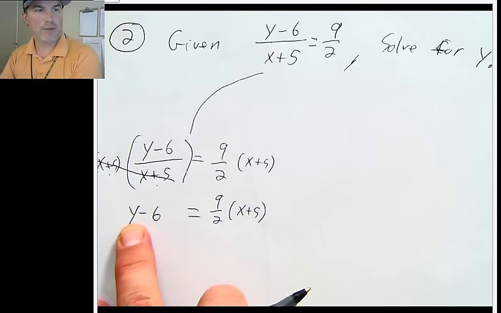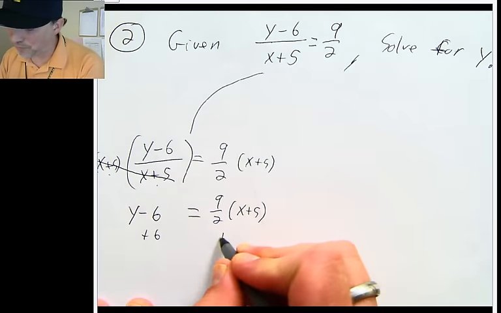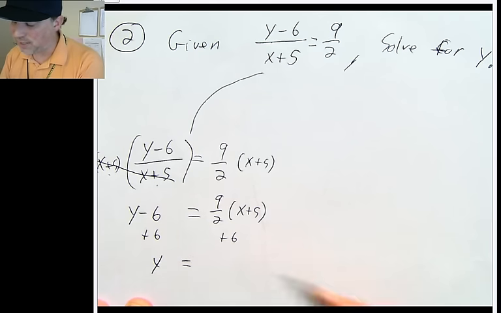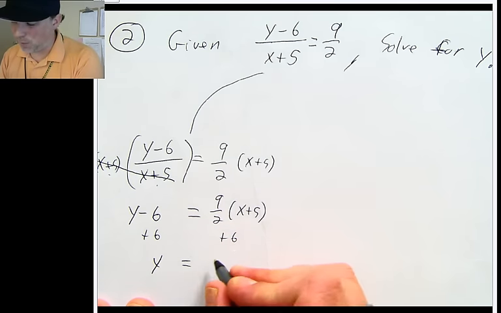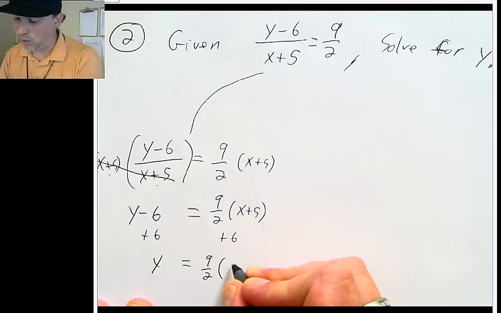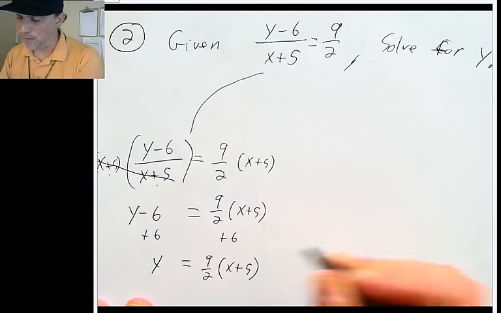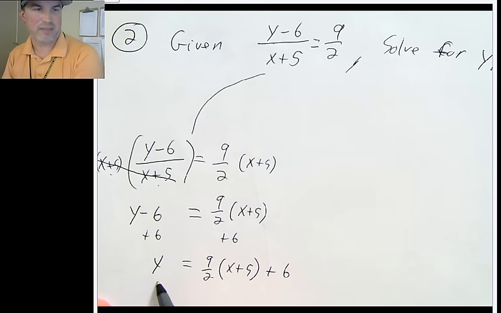To finish solving for y, we would simply add 6 to both sides. And you end up with y equals, well, this is all being held together by multiplication, and you have a variable here, so it doesn't really mix with this plus 6. So we just have 9 over 2 times x plus 5, and then after the parentheses you'd have your plus 6, and we've successfully solved for y.